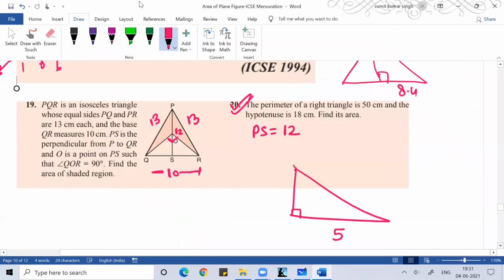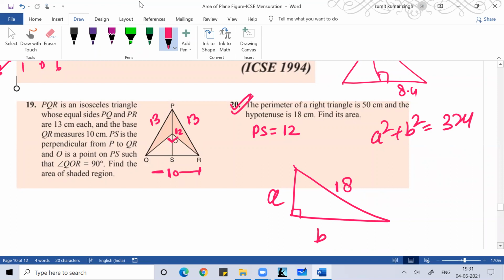Then question 21: the perimeter of a right triangle is 50 centimeters and the hypotenuse is 18. Find its area. The answer is 175 centimeter square. So first, the perimeter: A plus B plus C is equal to 50. And the second one, we can use Pythagoras theorem. So the first equation is A plus B plus C is equal to 50, so A plus B is equal to 50 minus C.